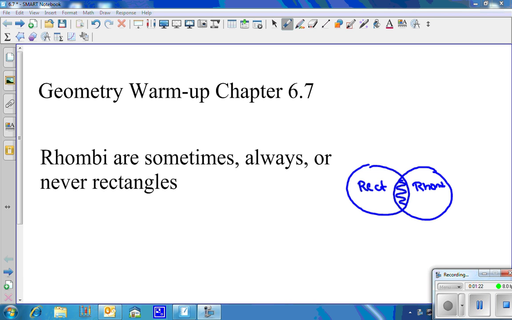So are there rhombuses that are considered to be rectangles? Sometimes. And when is that sometimes? When it's a square. Okay. Some people were getting confused. There are squares that are rhombuses, but a rhombus does not have to be a square. It can be. And a square is always considered a rhombus and a rectangle.